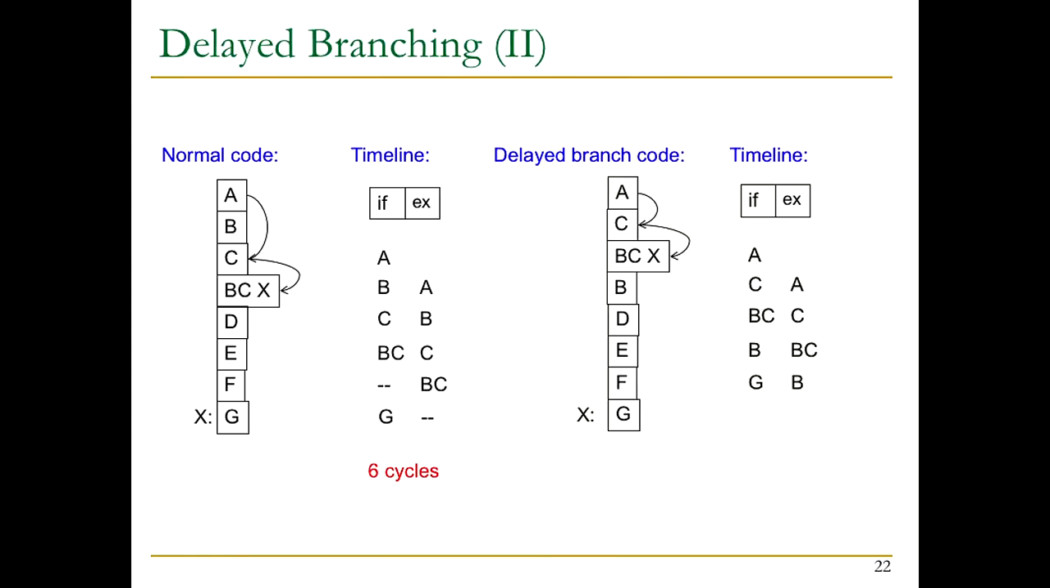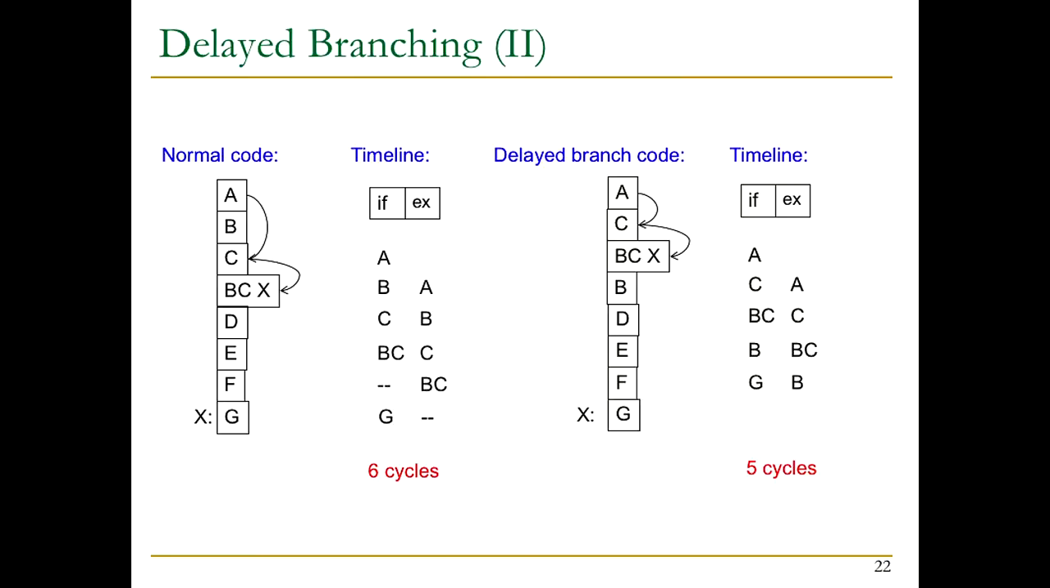And we already computed the target of the branch in the execute stage, so we know that we should fetch G in the next cycle. By having a single cycle delay slot, we've avoided predicting the branch. So now we have five cycles instead of six cycles, which is a significant improvement in this two-stage pipeline. Of course, it's a toy.